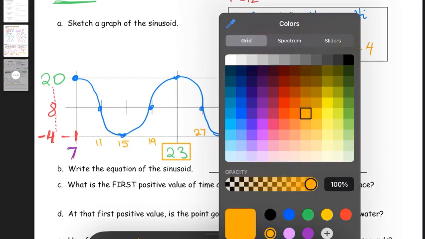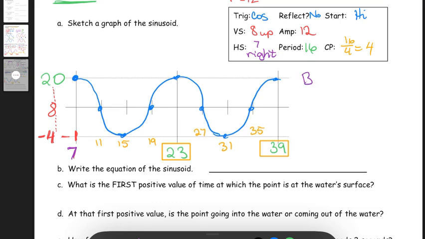Now, to write the equation, we actually need the B value. Okay, B value in radians is 2 pi over the period, which would be 2 pi over 16, which reduces to be pi over 8. So there is our B value.